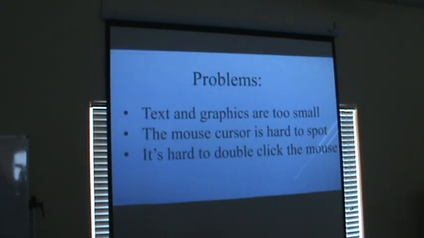Here are the problems that we're facing. I think that one thing that we can all agree on in this room is that we're not as young as we once were. So, for example, we might find that the text and the graphics are too small on the screen, and we're having a hard time seeing them as well as we'd like to. The mouse cursor is hard to spot. As I just mentioned, that was my problem that led me to do this discussion. And it might be hard to double-click the mouse. How many have your mouse set up so you only have to do a single click? Okay, about a third of you. Okay, for the other two-thirds, I think you'll find this of use when we get that far.